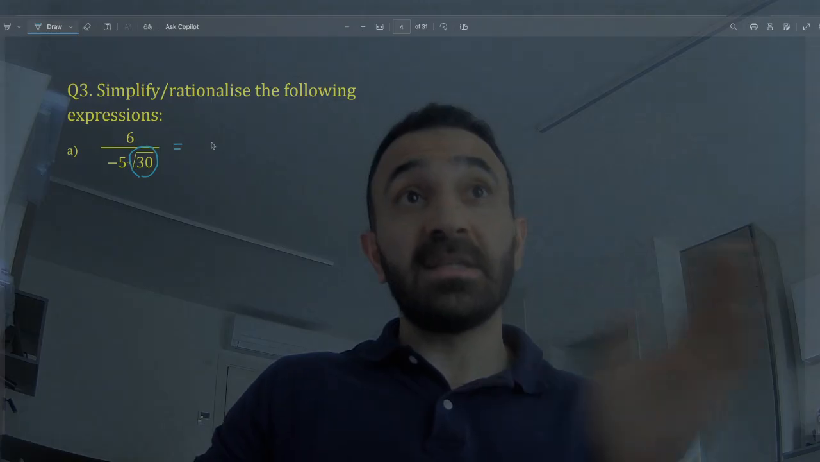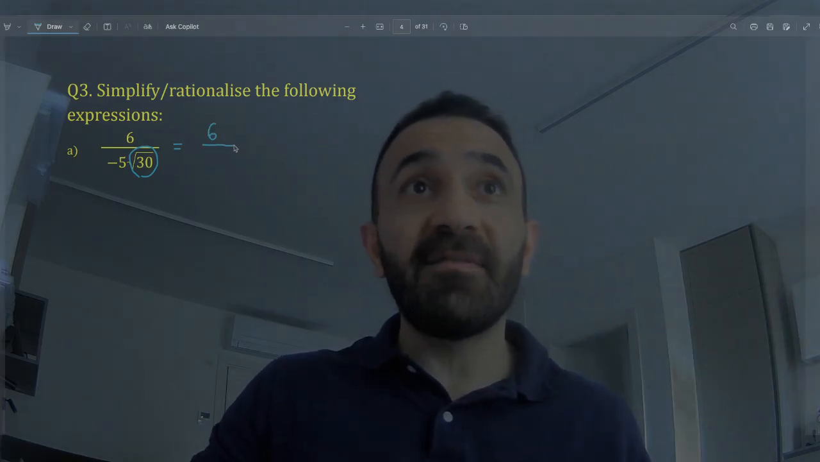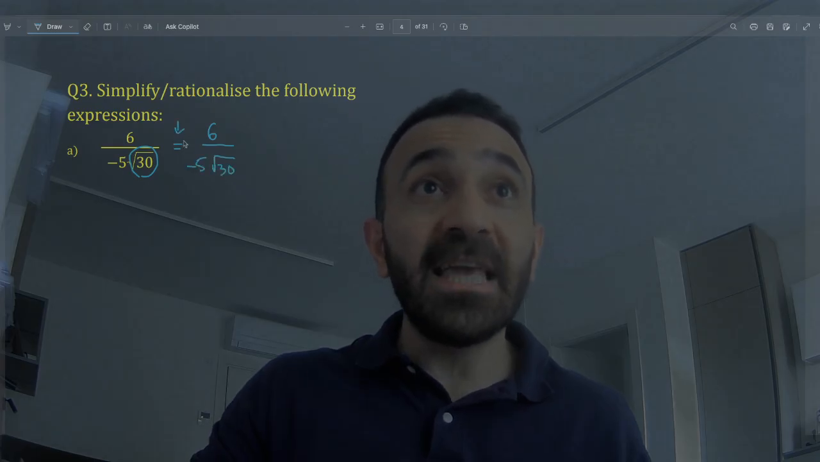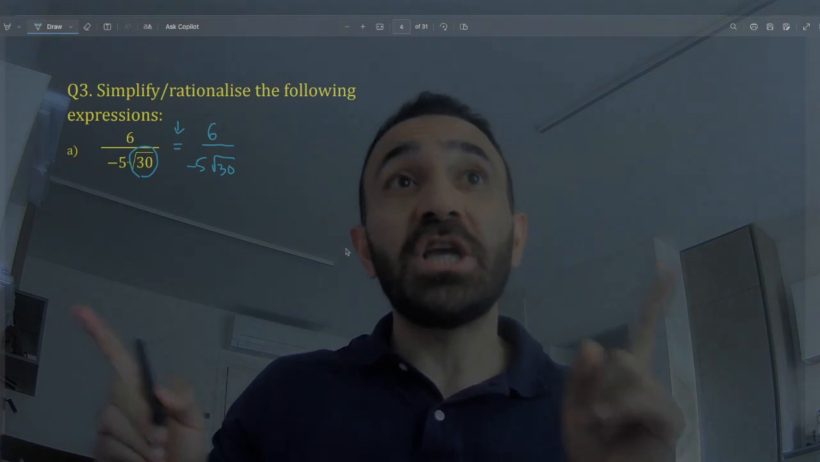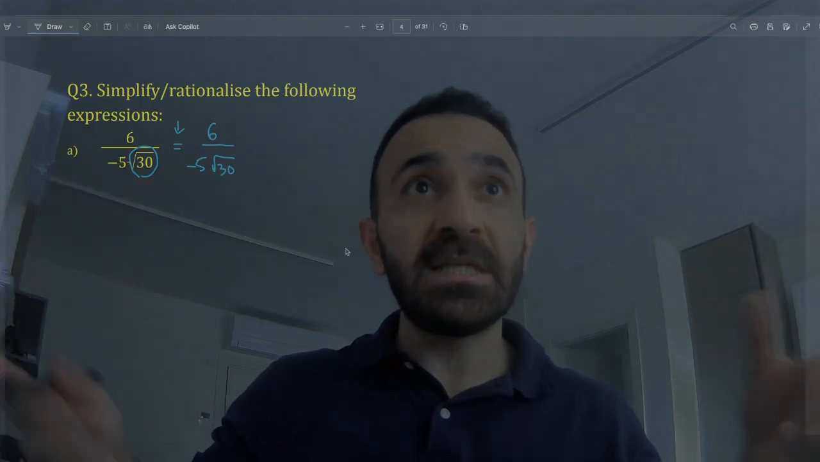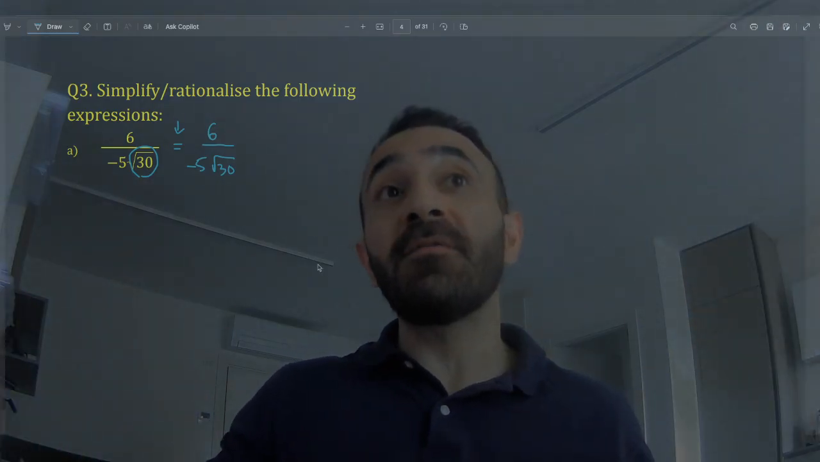This is the procedure. You're going to repeat the same value, 6 over minus 5 square root of 30. Remember, I have an equal sign here, so I'm not allowed to change the value. I don't want to change the value, but I'm going to do some operations in order to get rid of that square root of 30.